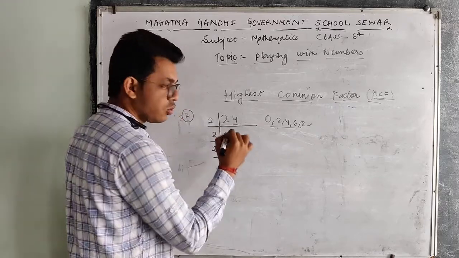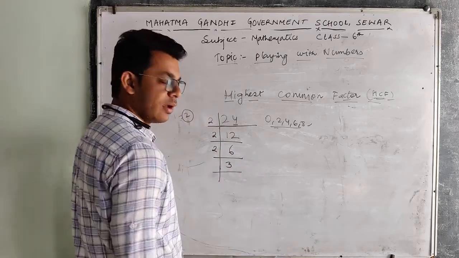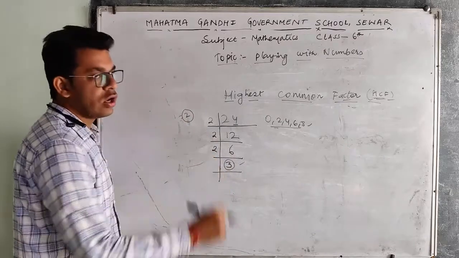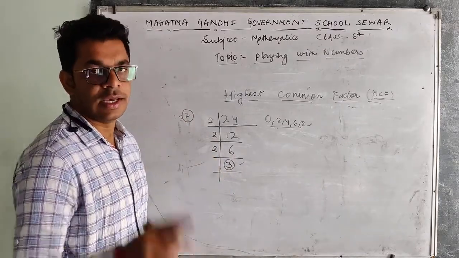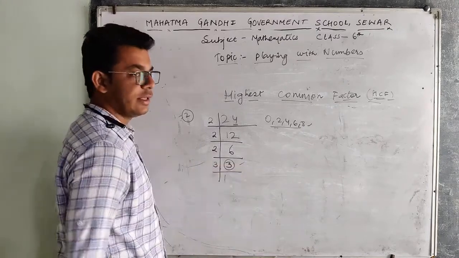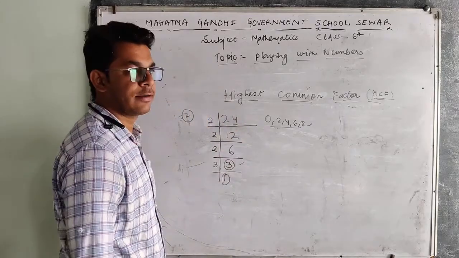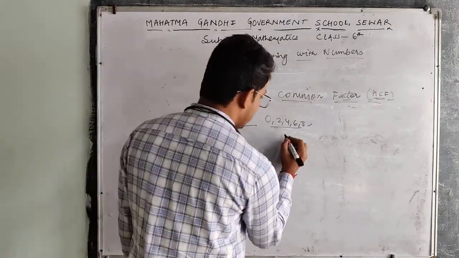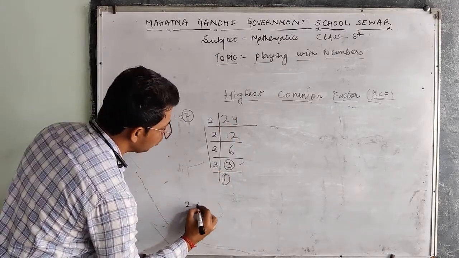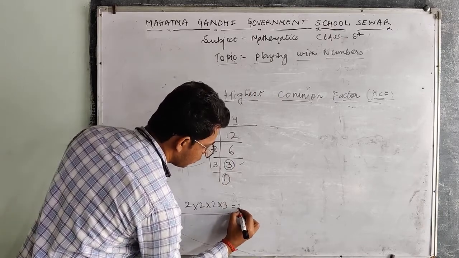If I place 2 again, 2 3s are 6. Now it comes 3. 3 is not divisible by 2. It will be divisible by 3. 3 1s are 3. At last we stop at 1. Now we will write these numbers here: 2 into 2 into 2 into 3 is equal to 24.